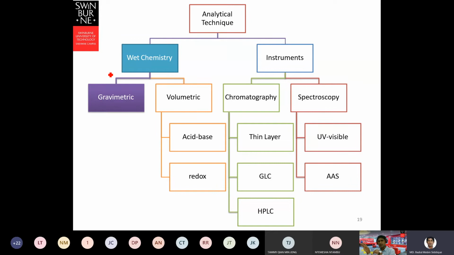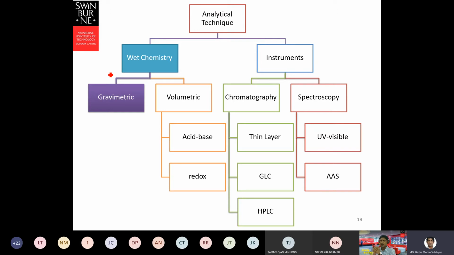The other branch is instruments, I mean, using the instrument. An instrument is a very simple thing. You just put the sample there and the instrument is going to tell you the result. But depending on what type of sample or outcome you want, different instruments are used. We'll see some chromatography and spectroscopy later on, so we will know more about it. But first, let's go to wet chemistry.